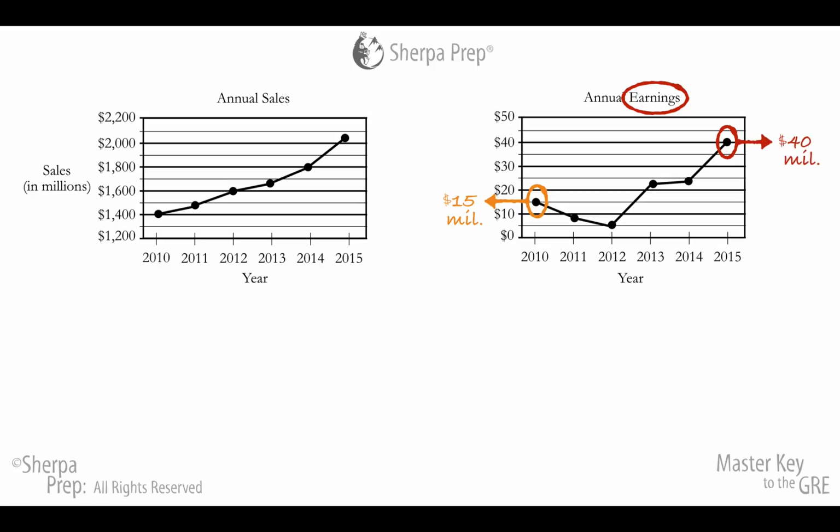Now the question wants to know by what percent did the average annual earnings per store increase from 2010 to 2015? And the problem, of course, is we simply don't know the number of stores. That information is not given to us within the problem. The only thing we do know is that the number of stores in 2015 was twice the number of stores in 2010.